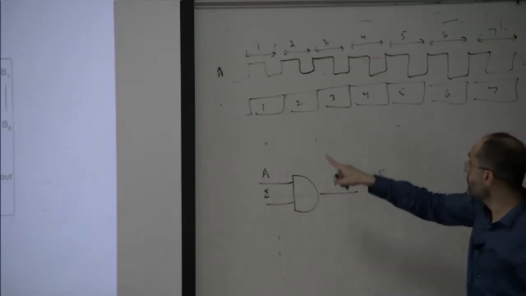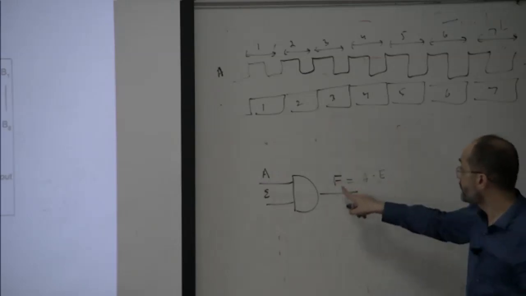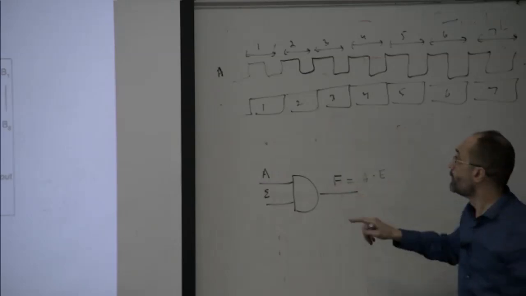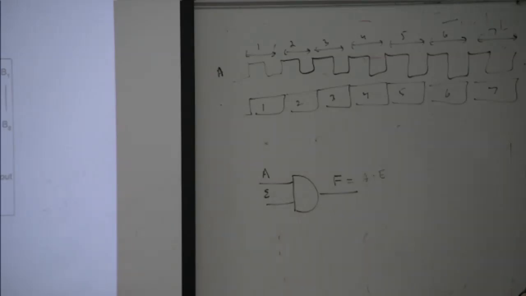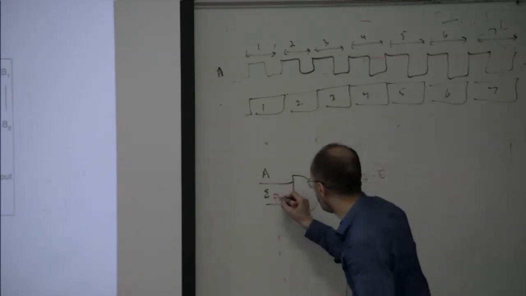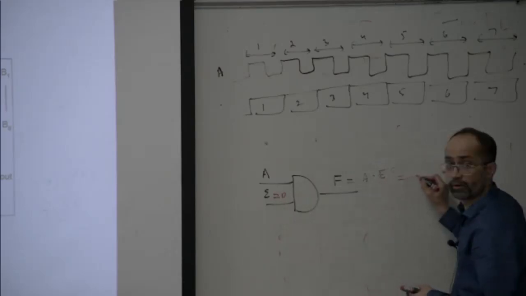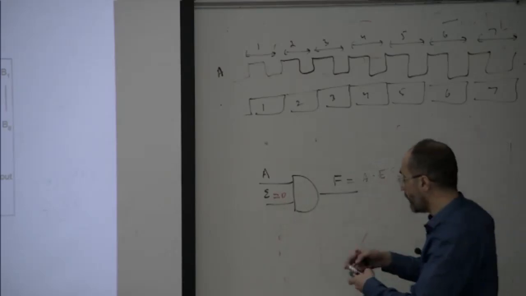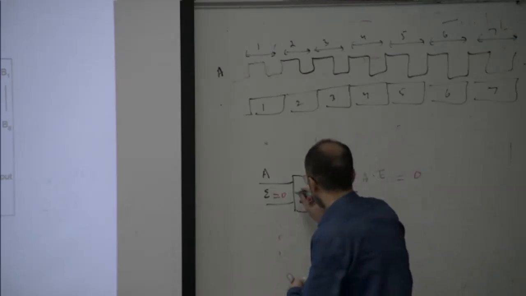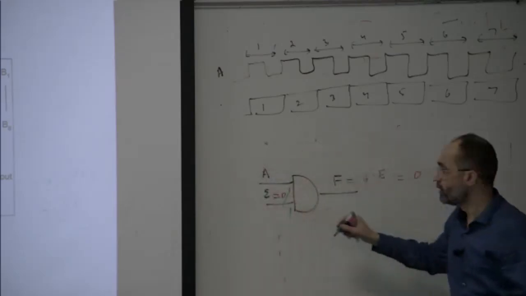Now instead of counting the signal A, we are counting the signal F. There are two possibilities. If enable is equal to 0, what will be the value of F? 0. If enable is equal to 1, then F is equal to A.